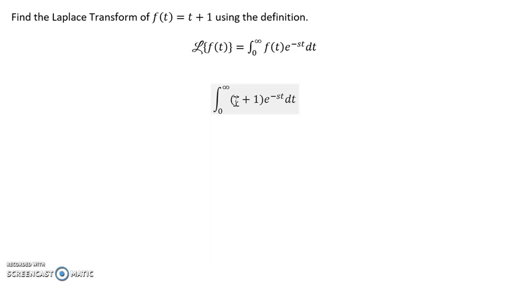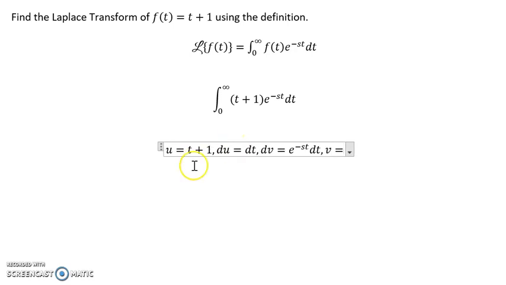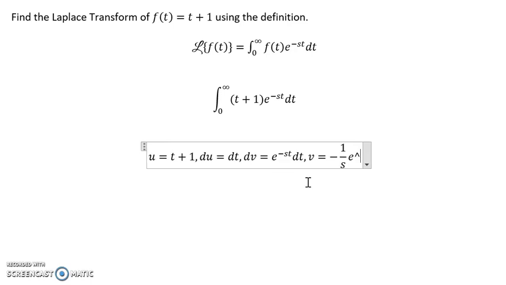And so I'm just going to do it all together rather than distributing and then having these loose terms floating around. I'm just going to do it all at the same time. So I'm going to let u be equal to t plus 1, and therefore du is just going to be dt, and then dv is going to be the rest of the function, which is e to the negative st dt, and then v, if I integrate that, I'm going to divide by the coefficient of t, negative 1 over s e to the negative st.